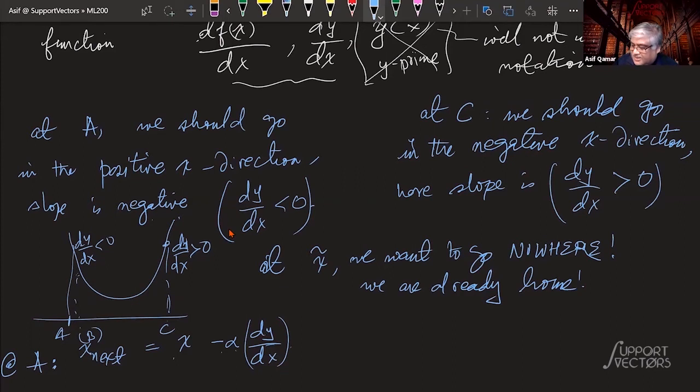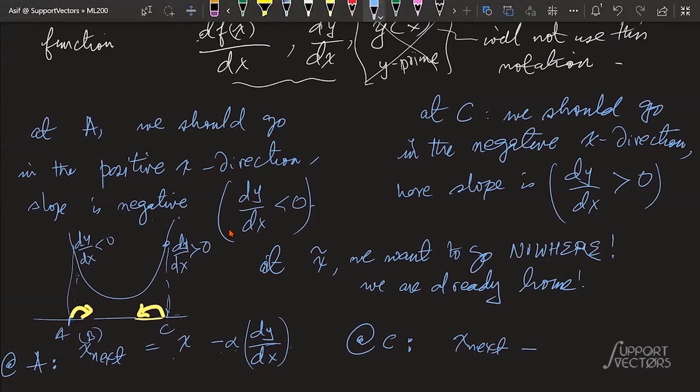So this is it. Now let's look at C. What do you want to do? Slope is positive. Once again, your next value of x should be a hop back. Let me make these hops more visible, using another color. You want to move in this direction. At C, slope is positive. Once again, you want to go against the slope, the dy/dx.